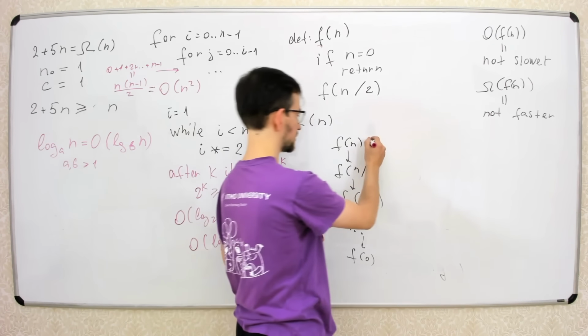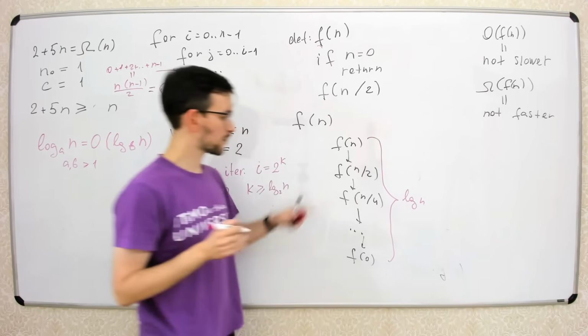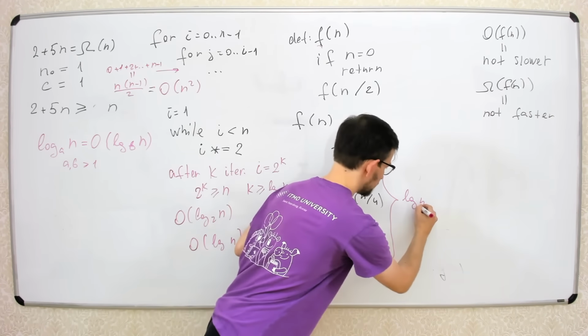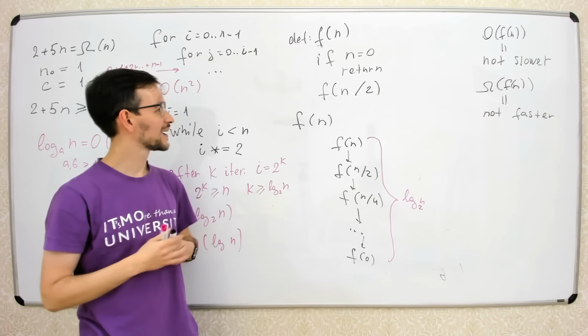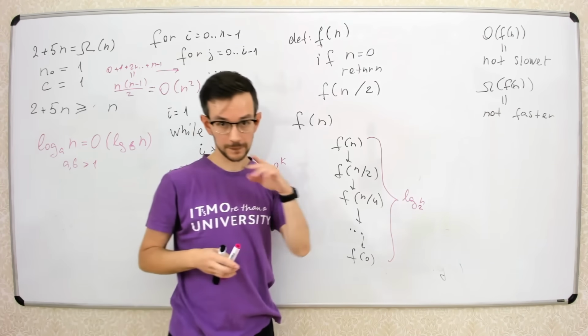So the depth of the recursion will be log n. Just add base 2 just for clearness. So again, the total number of operations here will be up to log n. Okay.